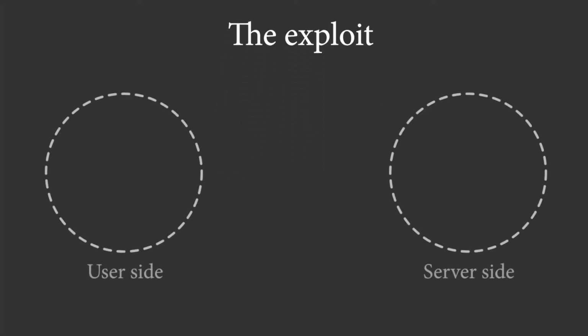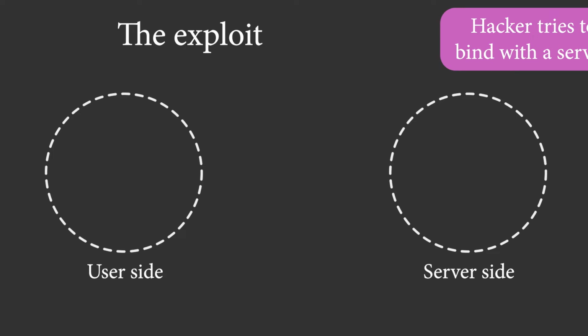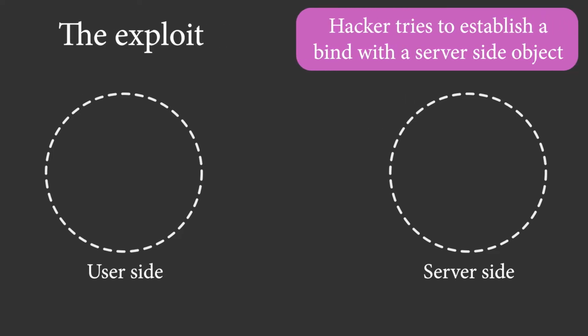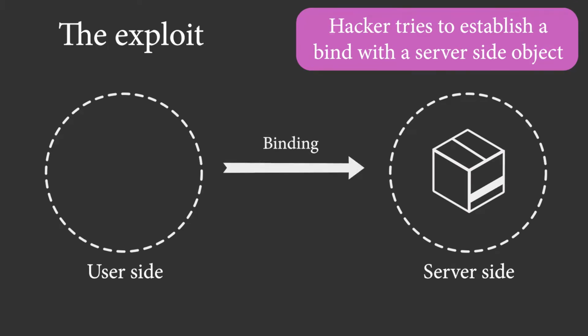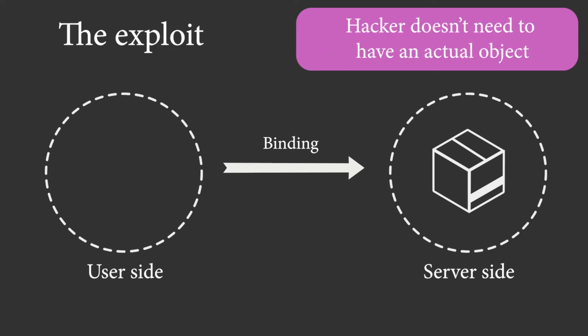Now, let's try to understand how the exploit works. A hacker can use the data binding functionality in the Spring framework to his advantage. To do this, the hacker tries to establish a binding with an object that is already present in the web service. A hacker doesn't need to have an object on his side. As long as the Spring framework is tricked into thinking that it has established a bind with the actual object from the user side, the exploit can continue.